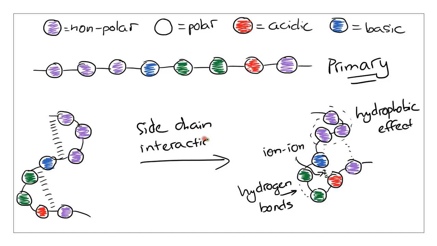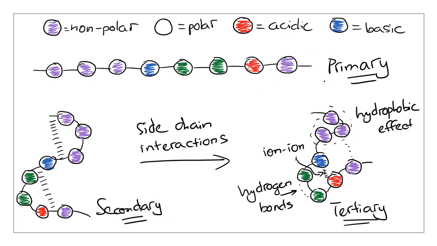So it's going to fold further from either alpha helix or beta, which is the secondary structure. It's going to fold even further, and it's going to fold into a shape that is unique to the amino acid side chains. So it's unique to the type of amino acids present. And this further folding, this structure, is called the tertiary structure. So this is tertiary, this is secondary, and this is primary. Okay.